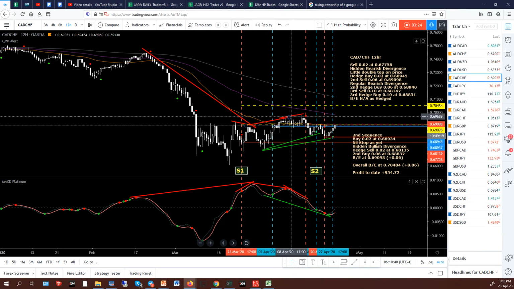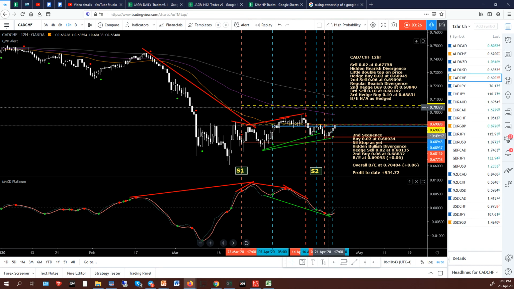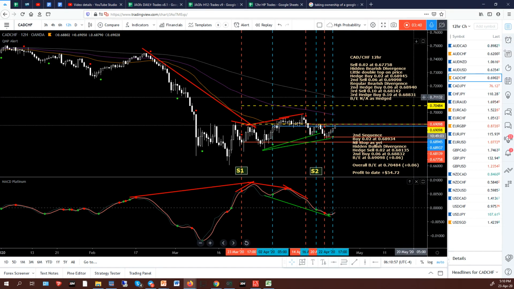Again, a little bit messy. What to do here? All right, buy. So we've got a new buy signal here, again based on hidden bullish divergence. New buy signal here, two trades taken. So we've got sequence 1. I've taken a third hedge buy, 68831.